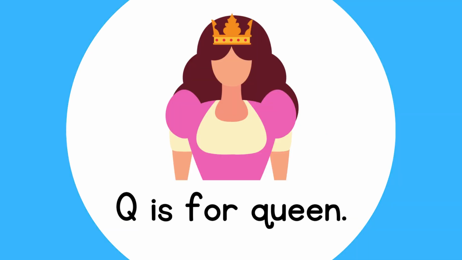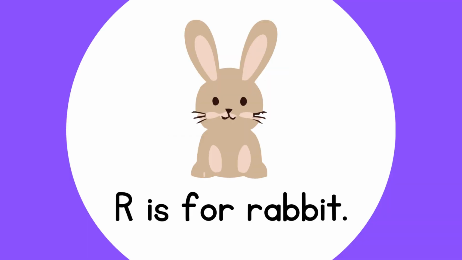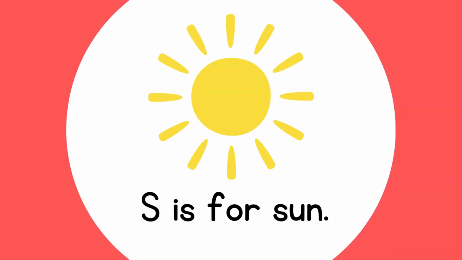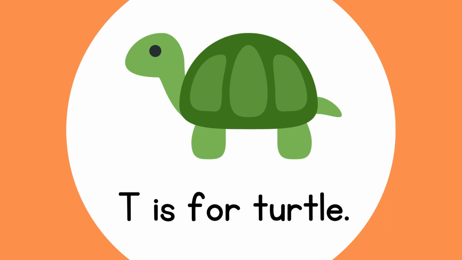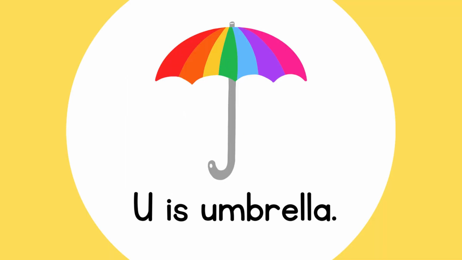Q is for queen. Qu, queen. R is for rabbit. Rabbit. S is for sun. Sun. T is for turtle. T, turtle. U is for umbrella. U, umbrella.